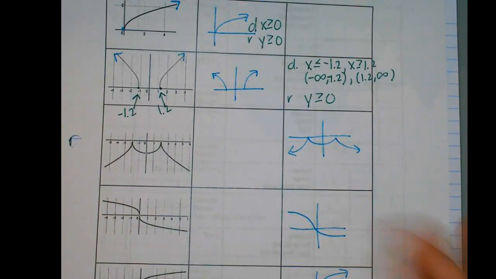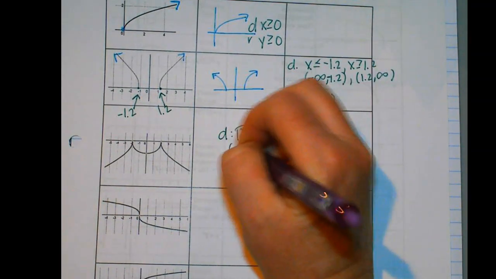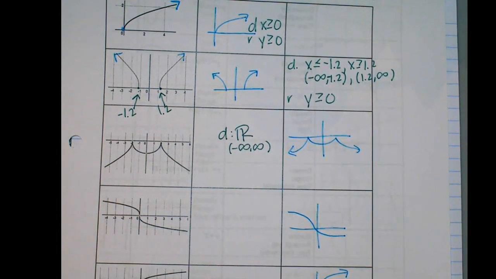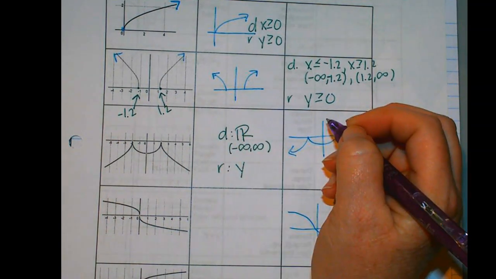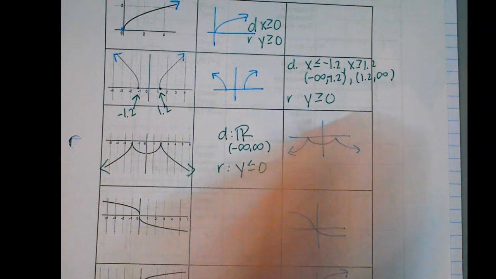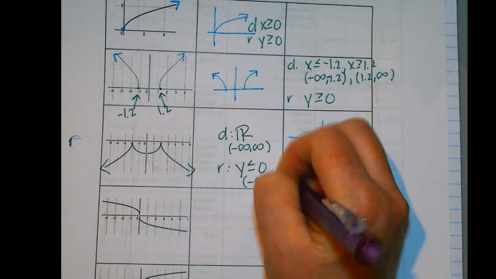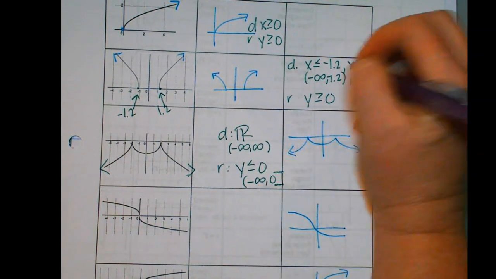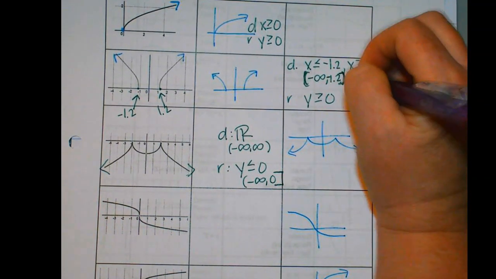Okay, how about the domain for this one? All real numbers, that's easy. R. You can write it as negative infinity to infinity, although that seems much longer than all real numbers. How about the range? So y less than or equal to 0. You could also say negative infinity to 0, and then it stops at 0 and includes it. And I should have used hard brackets up here. Nope, soft bracket there, hard bracket there. My bad. How about the fourth one?